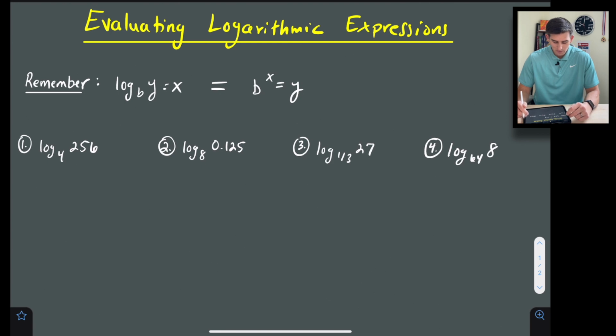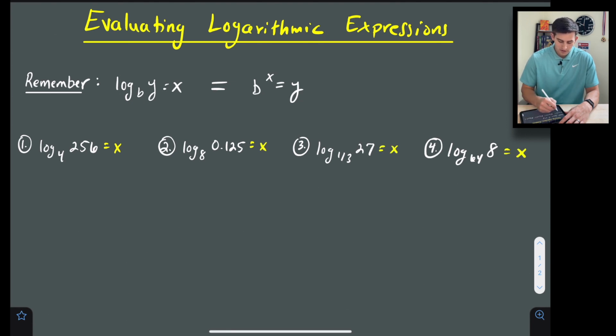All right, so we want to remember that log base b of y is equal to x is the same thing as writing b to the x is equal to y. So we're going to take these four examples that are in logarithmic form, rewrite them in exponential form, and see if we can figure out what our exponent should be. So remember, if we were to say that these were equal to x, we'll go ahead and write that.